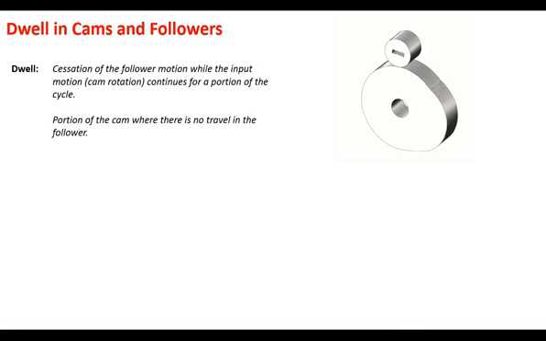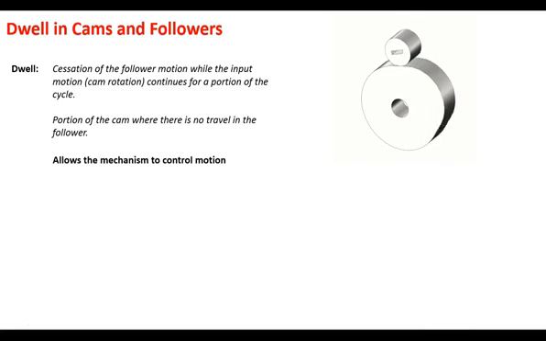But to give it a more technical definition, dwell is the cessation of the follower motion, meaning the follower motion has stopped, while the input motion, how much the cam is rotating, continues for a portion of the cam. In other words, it's the ability to stop the follower from moving without the entire system stopping. So the follower stays put, and that is called a dwell, even though the camshaft or the cam itself is still in rotation. And again, it still goes through rising and falling, and it could potentially have 2 dwells in it. But this is what allows you to control the motion, to be really specific with how this thing is going to move.